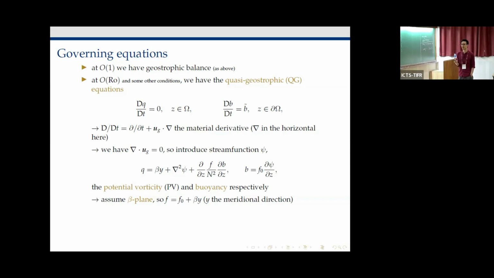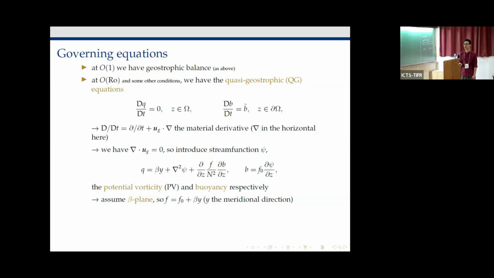So PV has a contribution from the planetary part, from the relative vorticity part. So this is really the relative vorticity. And there's a buoyancy part. There's a vertical stretching term. So notice here the PV has both a thermodynamic contribution and a flow contribution. So somehow they're lumped in one. There's one master variable going on. The buoyancy is just defined this way.